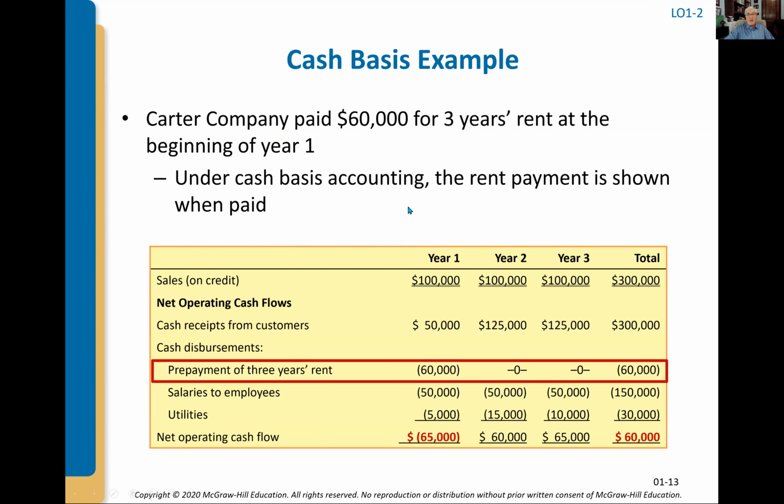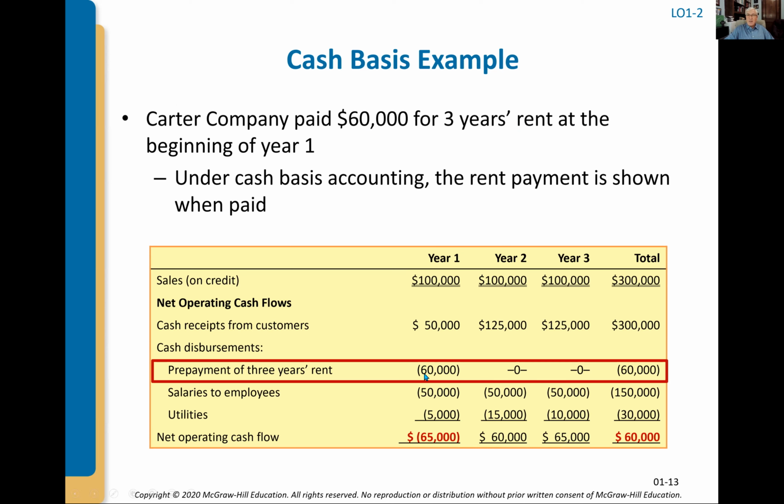And here's a good example of that. I'm not going to spend a lot of time on this, but here the company paid $60,000 for 3 years rent beginning in year one. So in cash basis, we would just subtract $60,000 in expense the first year, 0 in year 2 and 0 in year 3. What's the problem with that? Hey, that rent, that right to use that asset, it was good for 3 years. Whatever we paid that rent for, with a warehouse or a store or a restaurant location, whatever, that had provided benefits to us for all 3 years. Yet we recorded the expense in year 1.